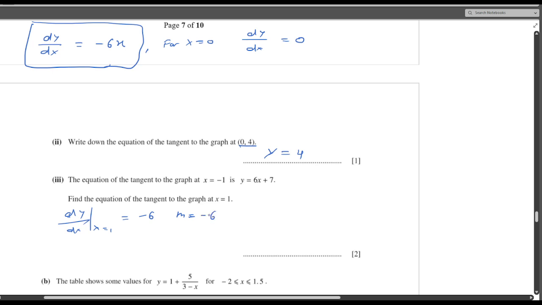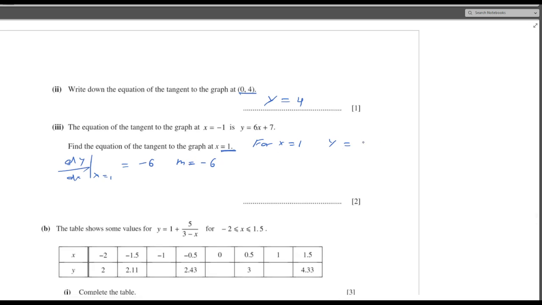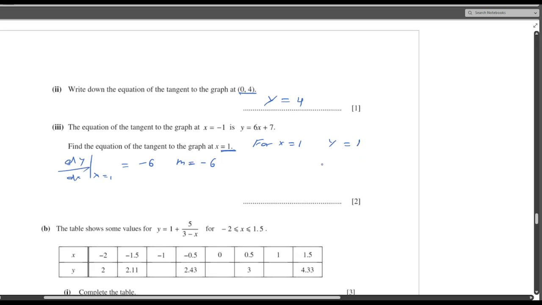Okay, now I need point x, already I know. So for x equals 1, your y will be equal to 4 minus 3 into 1 squared. So 4 minus 3 is what? 1. So your y is also 1.